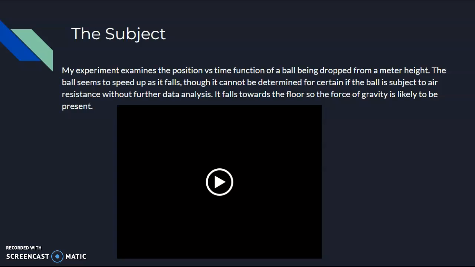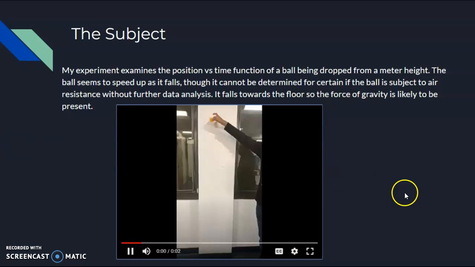The subject of my experiment. My experiment examines the position versus time function of a ball being dropped from a meter height. The ball seems to speed up as it falls, though it cannot be determined for certain if the ball is subject to air resistance without further data analysis. It falls towards the floor, so the force of gravity is likely to be present. This is the video.